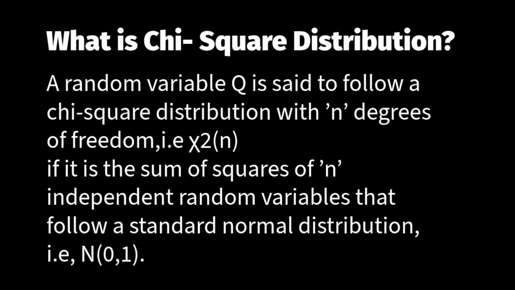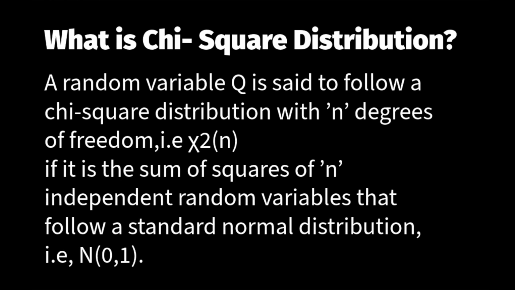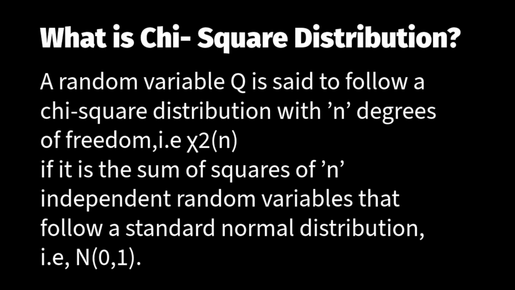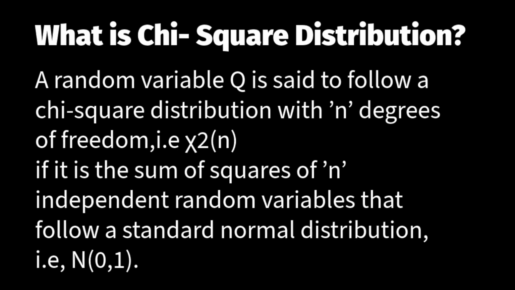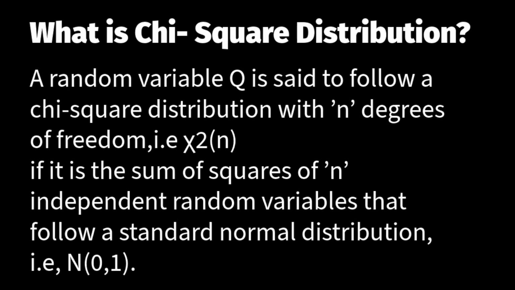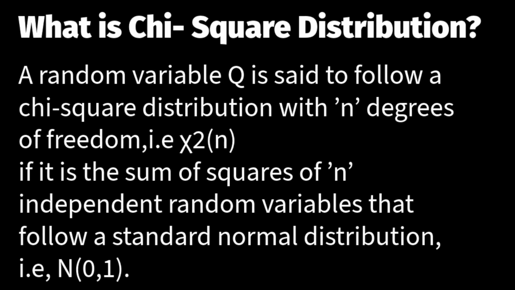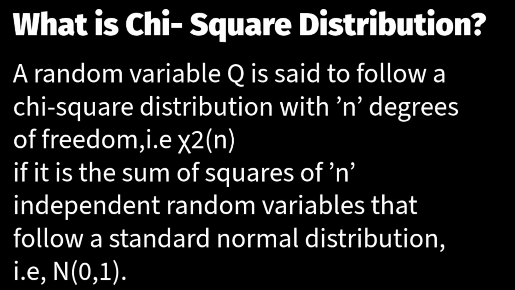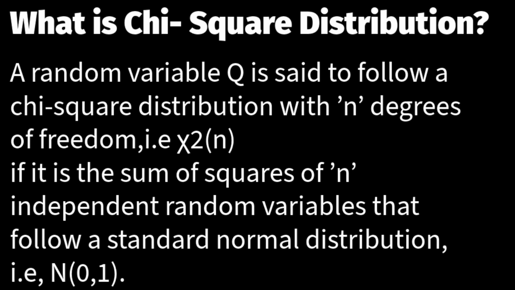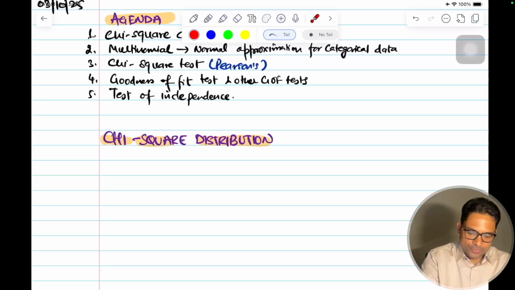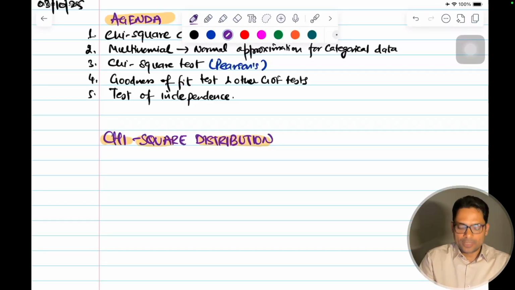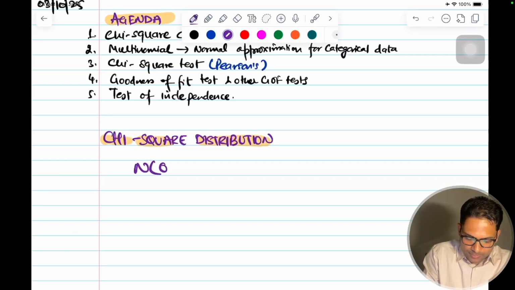So what is chi-square distribution? A random variable Q is said to follow a chi-square distribution if it can be denoted as a sum of squares of n independent standard normal distributions. For example, what is a standard normal distribution? This is N(0,1). So this is a standard normal distribution.